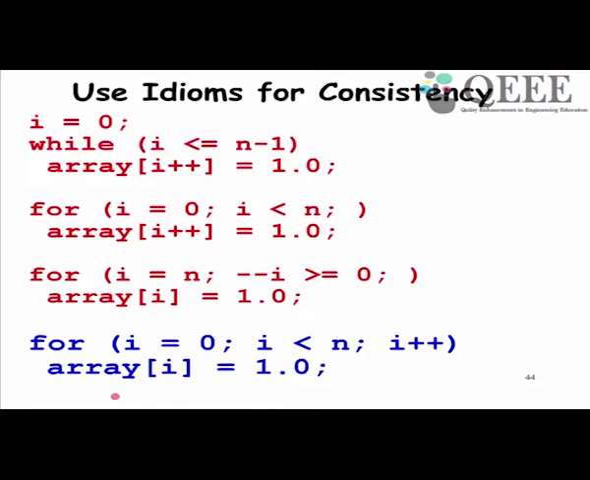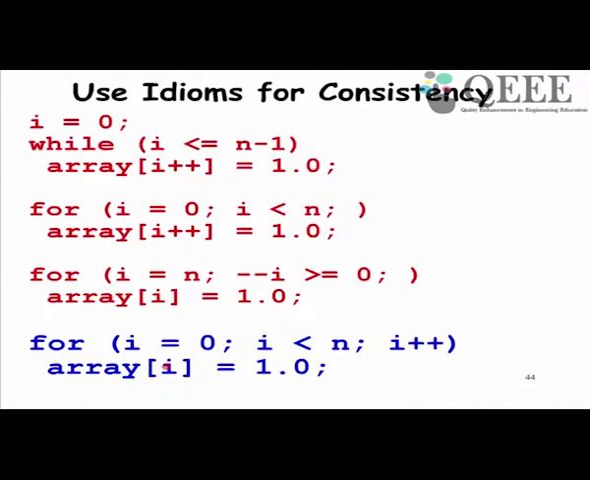But the C idiom everybody uses is this one: for i = 0; i < n; i++, array[i] = 1.0. If this code is written, everybody instantly understands what is meant, and it even becomes easy to find if there is a mistake in the conditionals. Here somebody writes i < n - 1 or i <= n and so on. It becomes difficult to debug, whereas this code is easily understood because it is a C idiom.